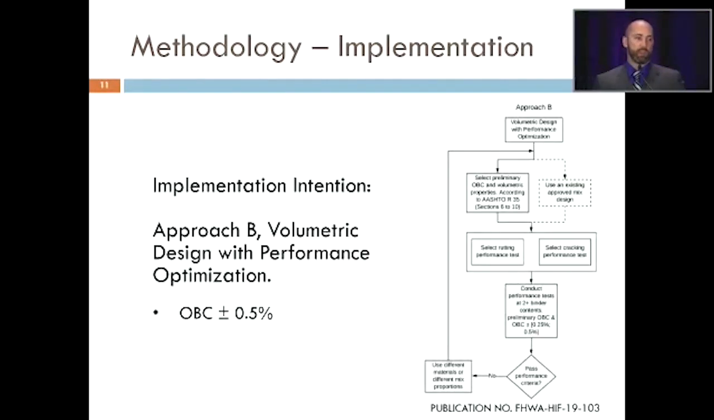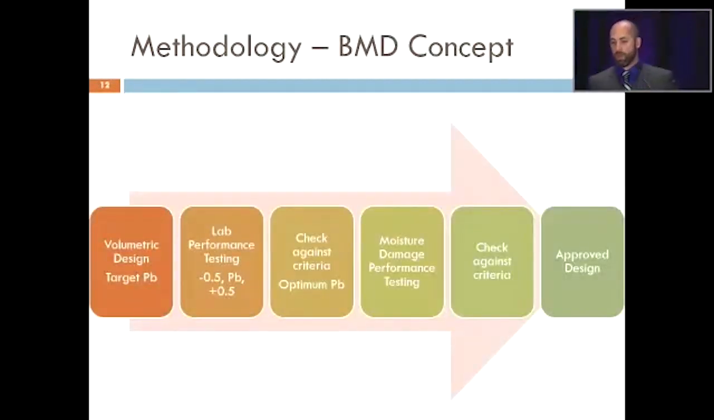So as far as implementation of the balanced mix design effort, we're focusing more on approach B because it's lower risk than C and D, but it gives us some options, a range of asphalt contents instead of just a singular verification at one asphalt content target. It allows you some idea how to shift that target, how to move that volumetric optimum. So we're going to use a volumetric design for the contractor, perform the lab testing at the asphalt content plus and minus 0.5%, check against our preliminary performance criteria.